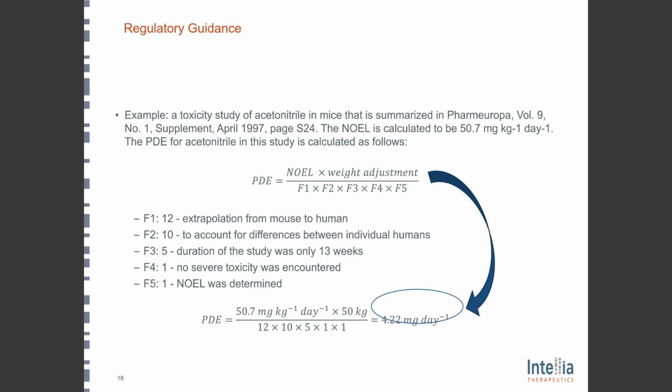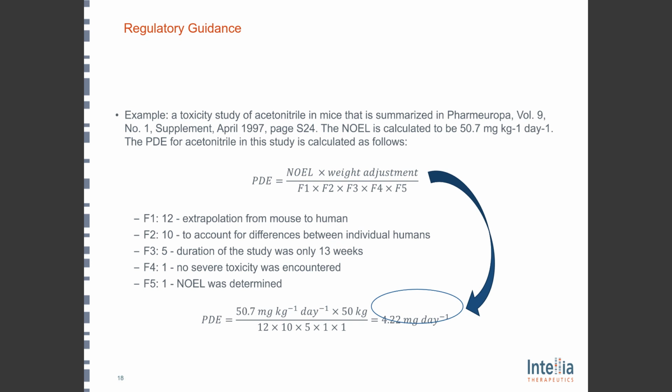And then on the bottom of the equation, you have a factor 1 of 12 to account for the extrapolation from mouse to human. Factor 2 is a 10 to account for the differences between individual humans. Again, I use that every time. F3 is a factor of 5 because the duration of the study was only 13 weeks. And again, that's spelled out within the guidances.